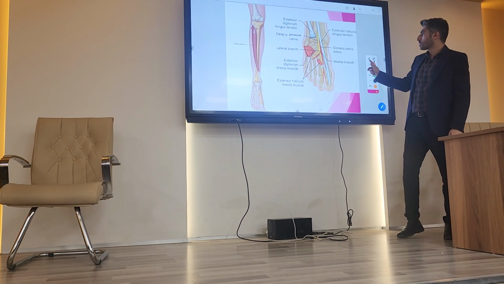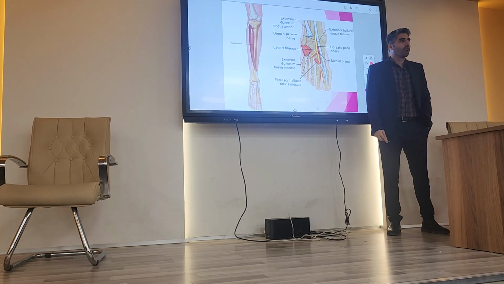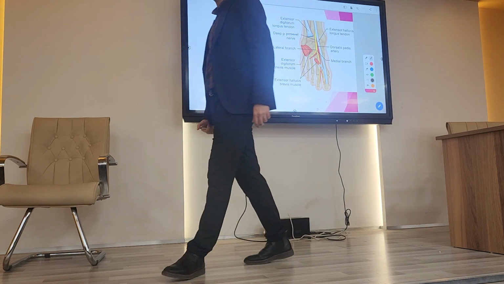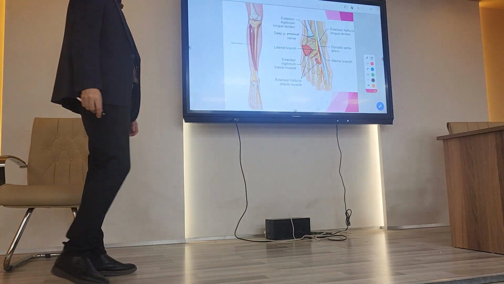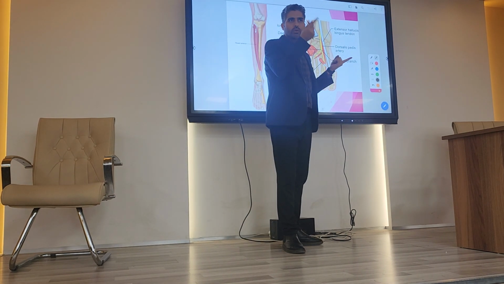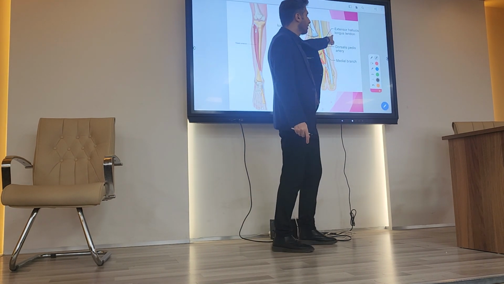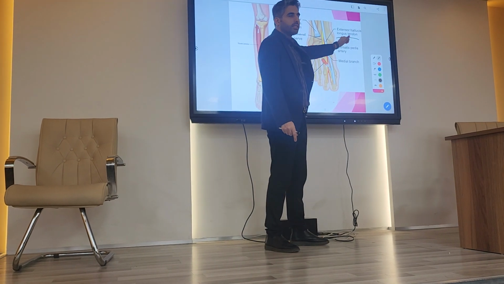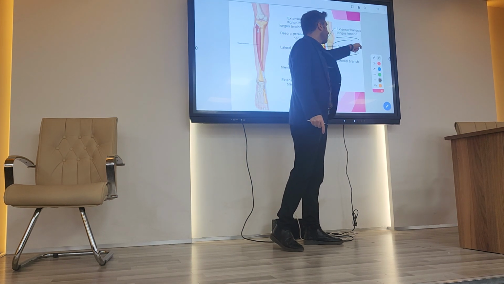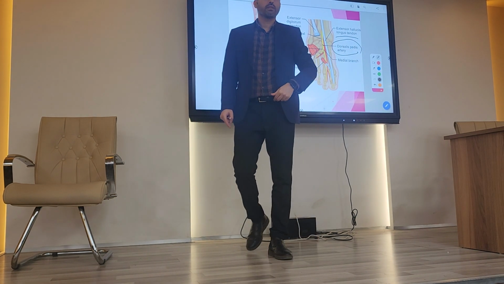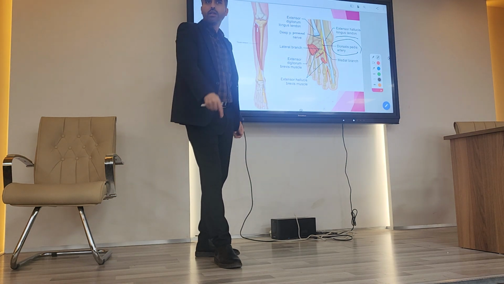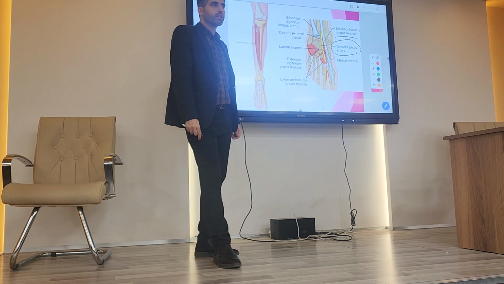So, look at this picture. I told you why extensor hallucis longus is important. You can check the pulse, the heartbeat. How can you check that? Ask the patient to extend the great toe. Then find the tendon, extensor hallucis longus. Then put your finger lateral to the tendon. You can find the dorsalis pedis artery, the continuation of the anterior tibial artery on the dorsal side of the foot.